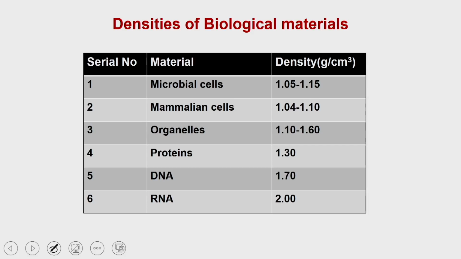So, among the different types of cells present in the biological system, you have the microbial or prokaryotic cells, you have the mammalian cells, you have the organelles present in the mammalian cells, and then you have the proteins, DNA and RNA. And as you can see, all these molecules have very different densities. For example, in the prokaryotes the density is between 1 and 1.15, whereas the mammalian cells are slightly different in density from the prokaryotic cells.